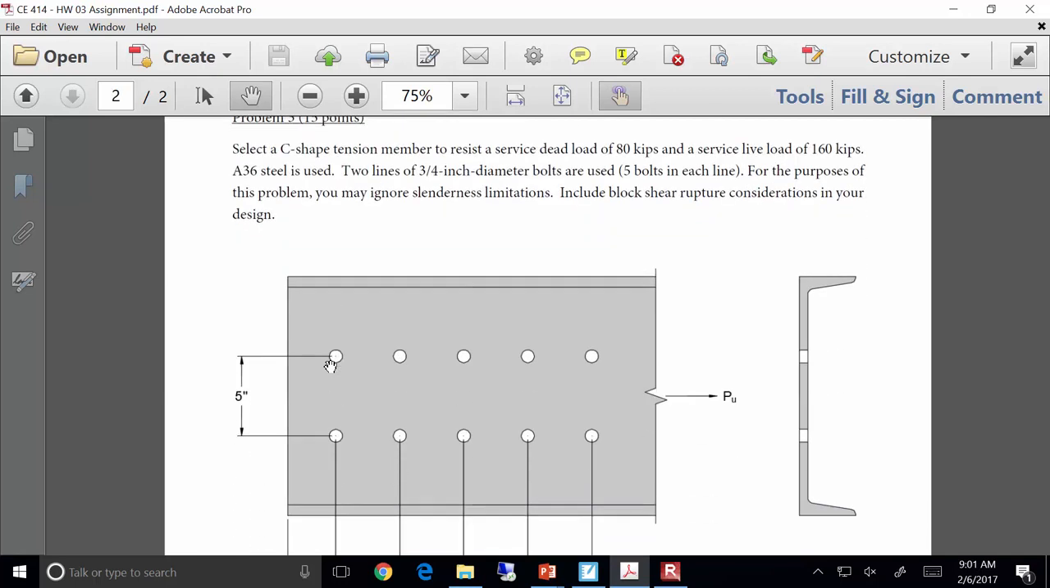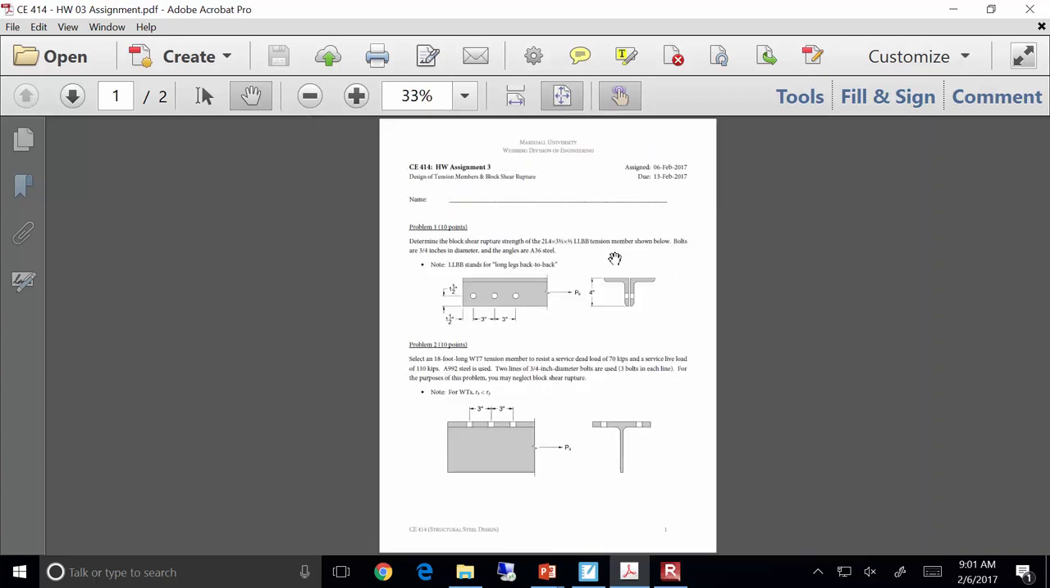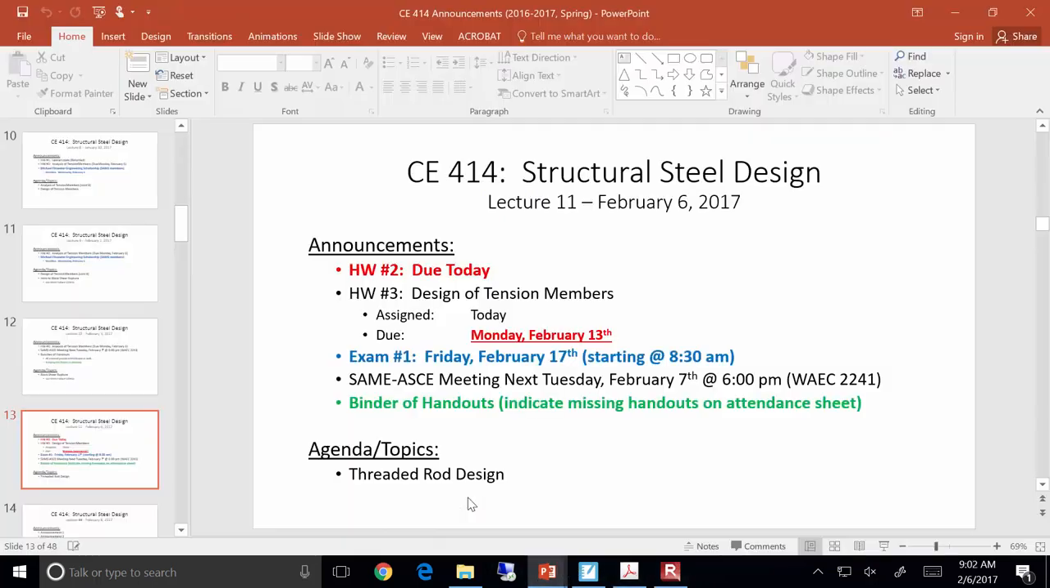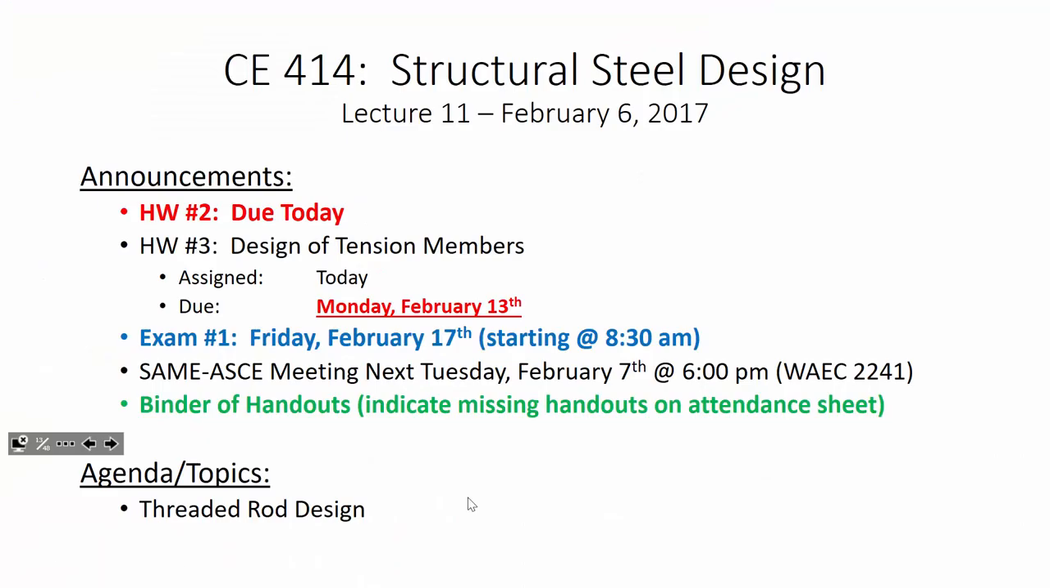Problem 3 is another design problem. You're selecting a channel, but you're also going to go back when it's all said and done and check block shear for this one as well. All in all, it should be pretty straightforward. This is due on Monday. I wanted everybody clear on the schedule. Let me go ahead and pass this out. Everything's also on Blackboard as well.